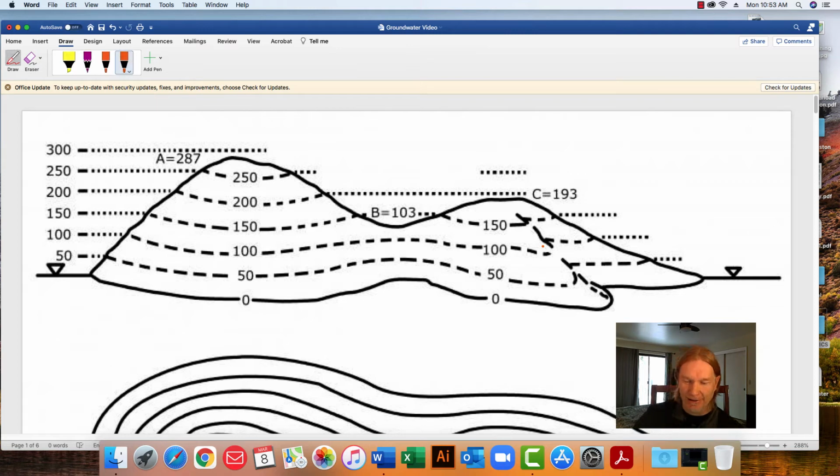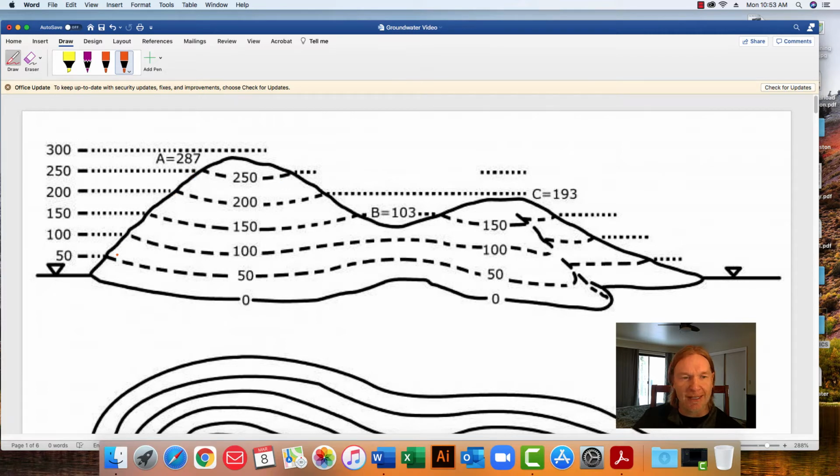Hey everybody, this is a little video that's going to help you with the groundwater lab. It's going to cover contour lines and flow lines. So we're going to talk about both of those here in this first section. Contour lines are just lines of equal elevation.